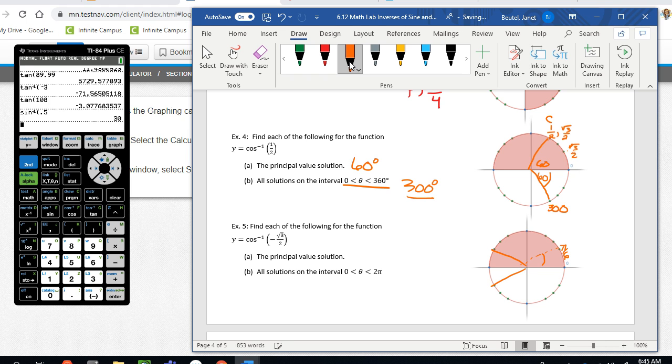So these are my reference angles for the pi over 6. See how this is pi over 6? So is this, so is this. All right, so this is going to be 6 pi over 6, so this would be 5 pi over 6. And this one's going to be 7 pi over 6. There's my two answers. Okay, so one within the principal value region, one is outside of it.